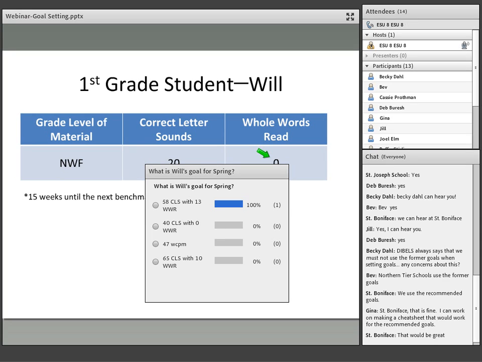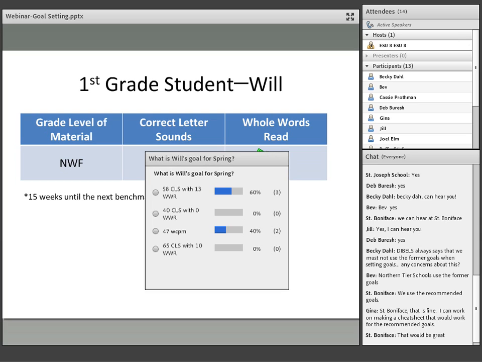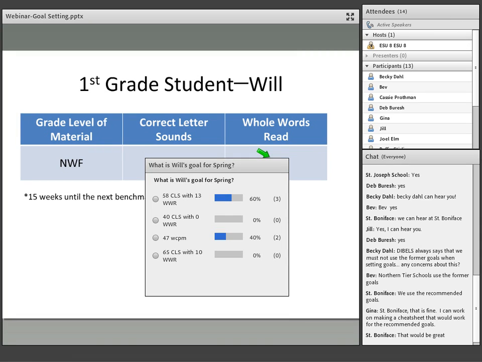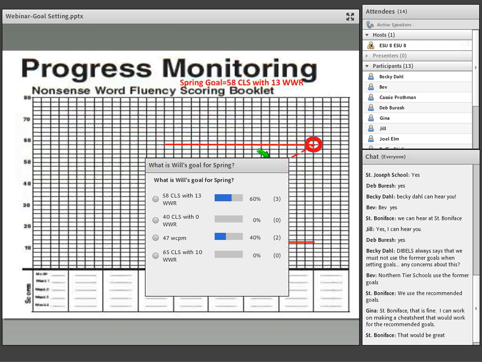All right, I see. Okay, a couple people have responded. And just in the essence of time, we're going to go ahead and go on to the next chart.